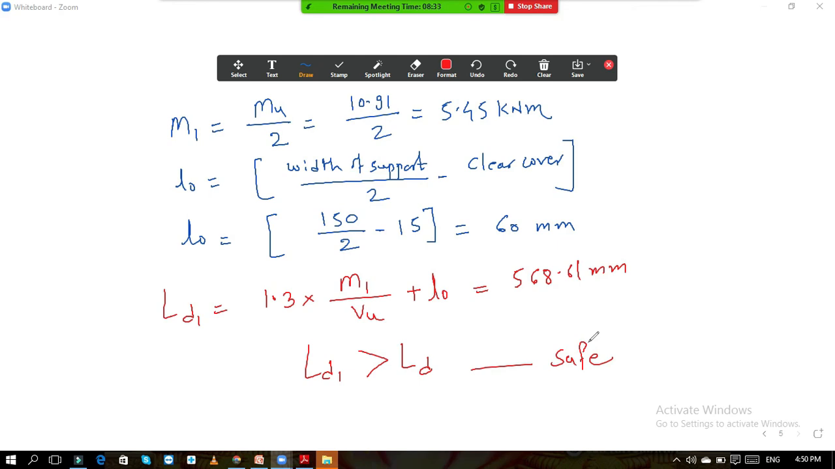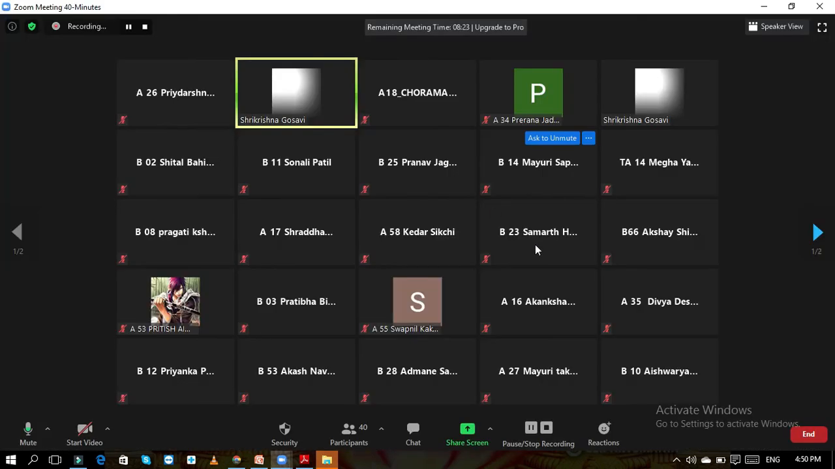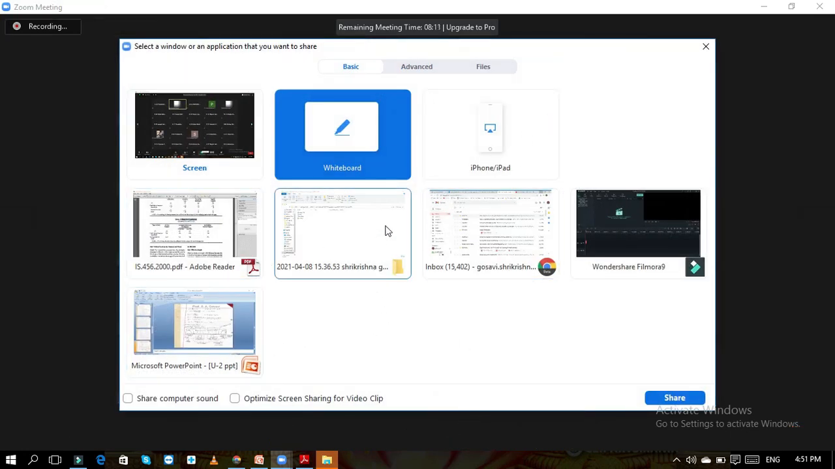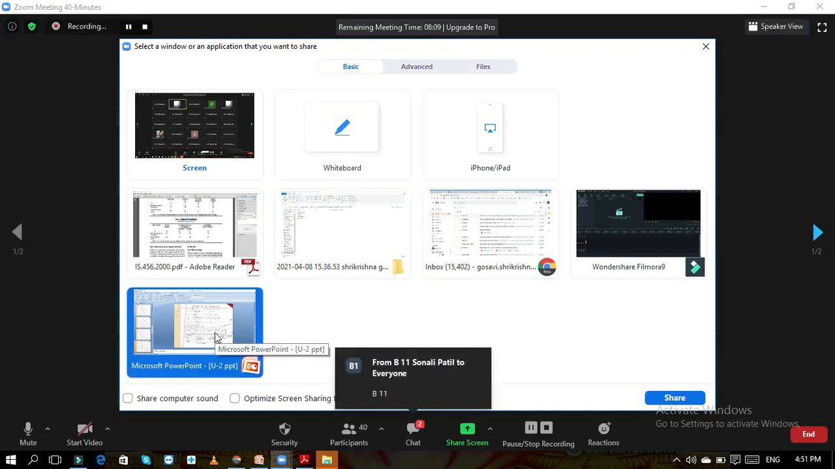Okay. So now at the last, I will show you the reinforcement drawing. Okay, in the PPT you draw that drawing. So we will wind up the lecture here. You send your roll numbers into the chat box and simultaneously see this drawing. Where is that PPT? Okay.